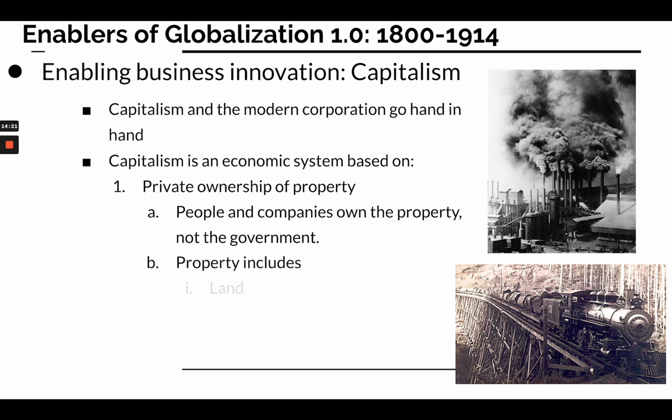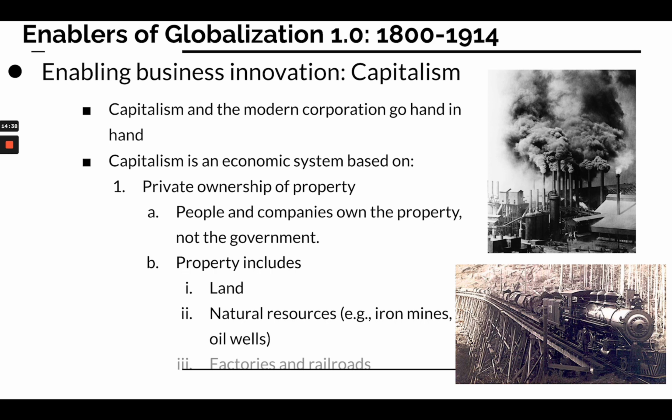Property here includes things that we might typically think of: a land, or a parcel of land, a home. But it also includes natural resources. So it might be iron mines, it could be oil wells, lots of things. It also can and certainly is factories. Right? So the things that are built on land, right? And railroads, right? Including not just the rails, but the locomotives that operate on those rails.